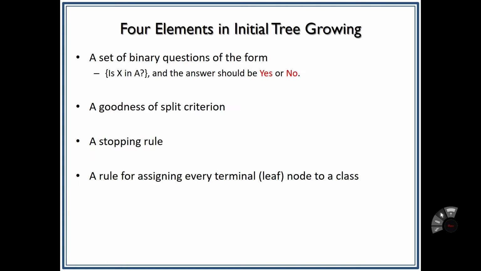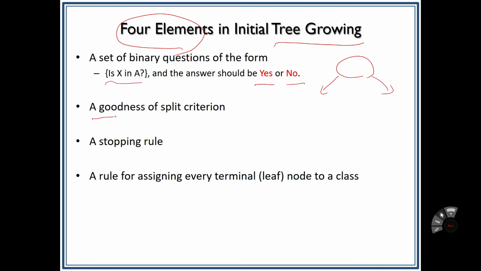Then I said that we have to train a decision tree from our training set, and to grow a tree there should be four elements. The first one is a set of binary questions of the form x in A, and the answer should be yes or no. The convention in CART is that if yes, we go left; if no, we go right.